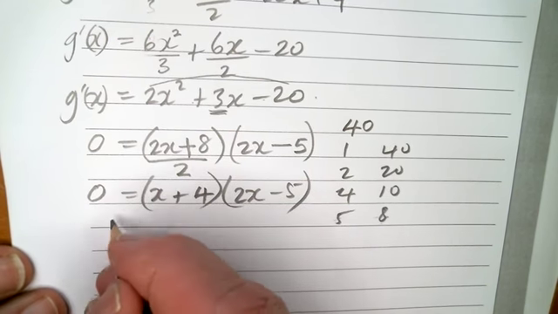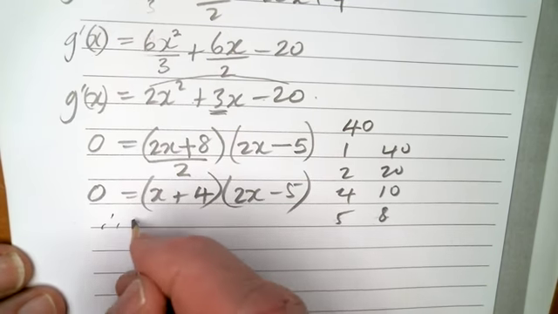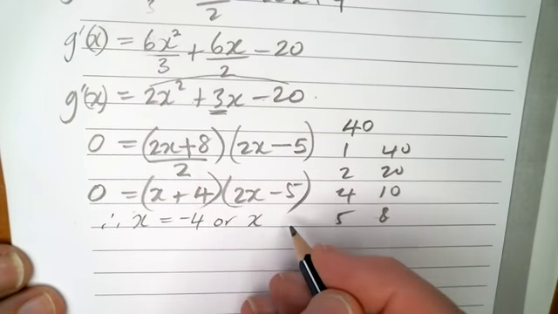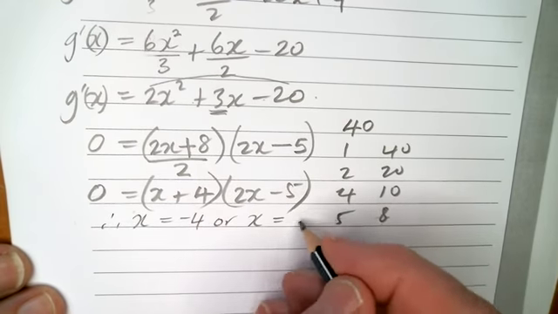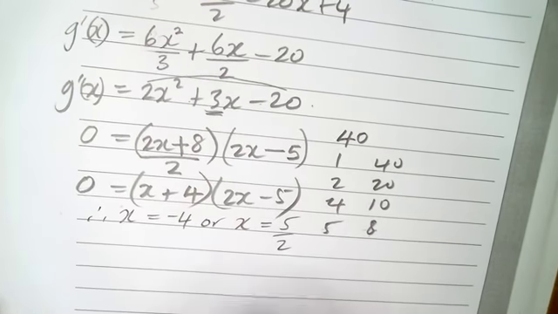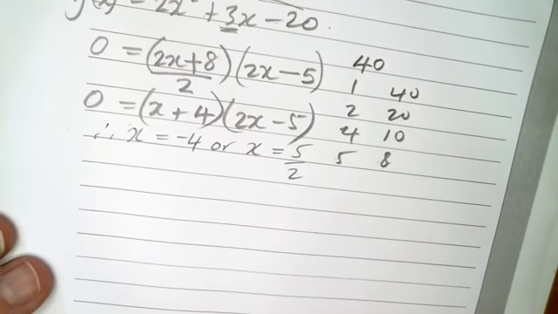Now, so therefore, if this is true, x must be equal to negative 4, or x must be equal to 5 on 2. There we go. Or 2.5 if you like. Now, again, we go back to what we found here.